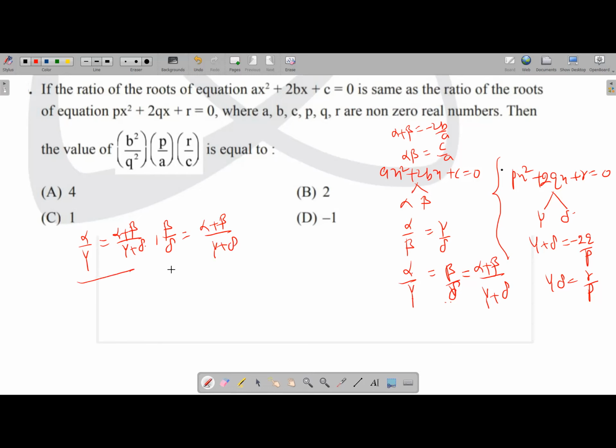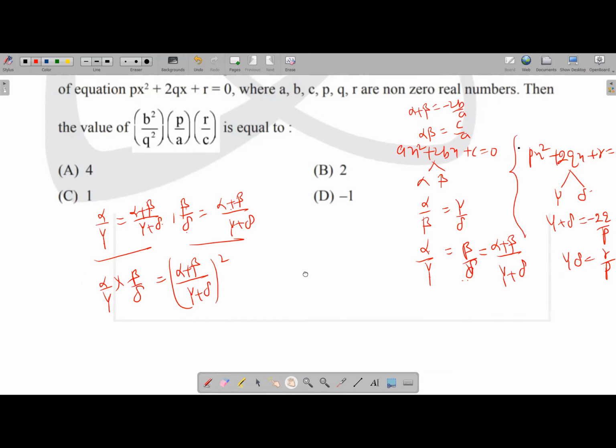Just multiply these two equations, this and this. So alpha by gamma into beta by delta equal to this into this. So you will get alpha plus beta upon gamma plus delta, whole square. Now you just have to put the value of this.